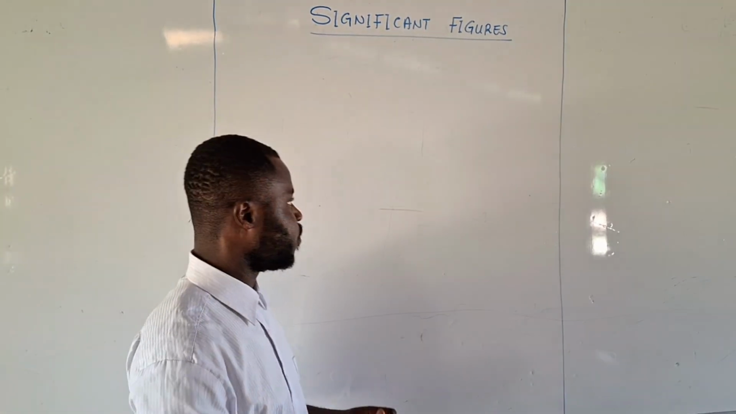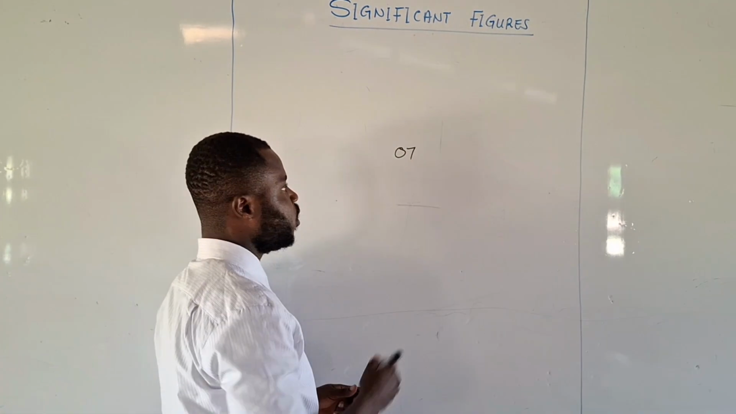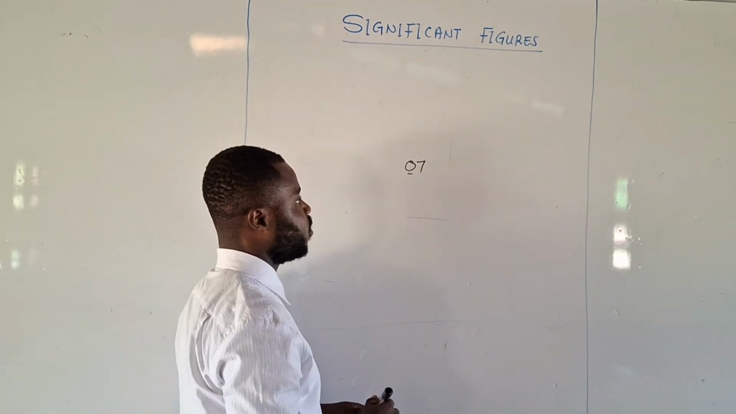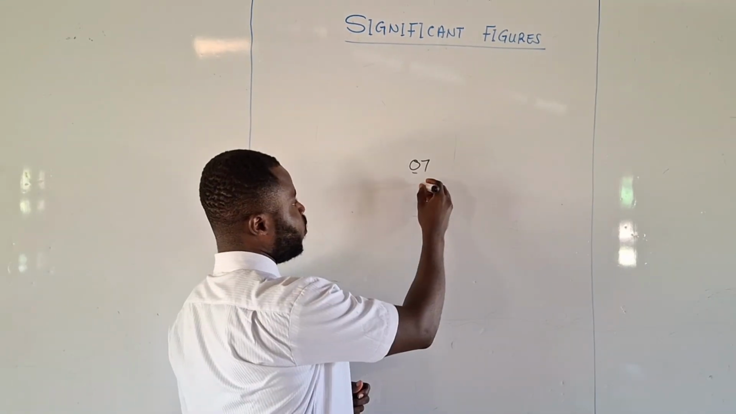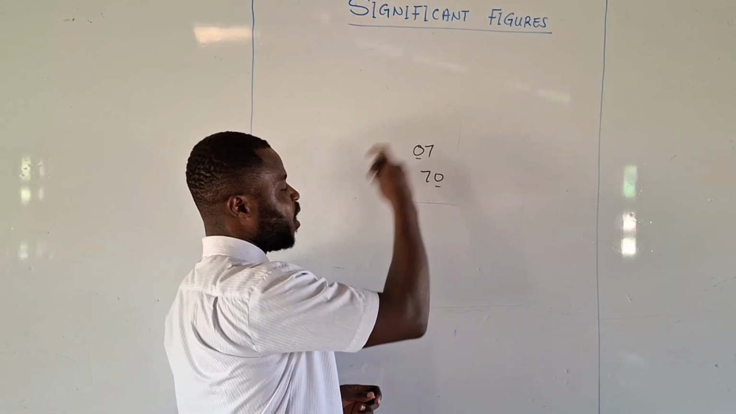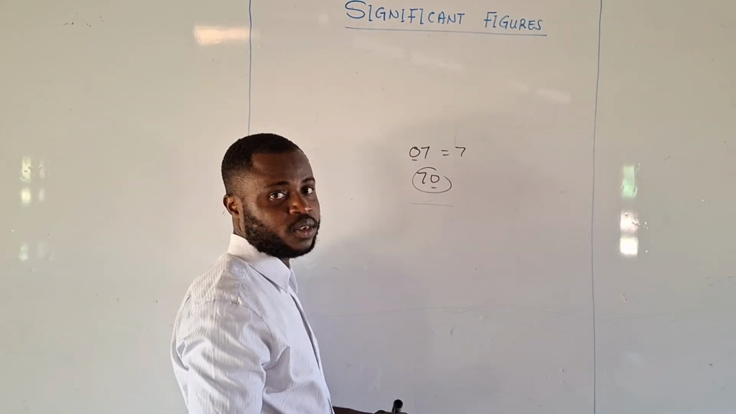What do I mean by that? Now, when you see a number like 07, this zero doesn't have any value. So this zero is not significant because it is coming before a whole number. But when you see 70, this zero is significant because it's coming after. So this is 70 and this is also the same as 7.